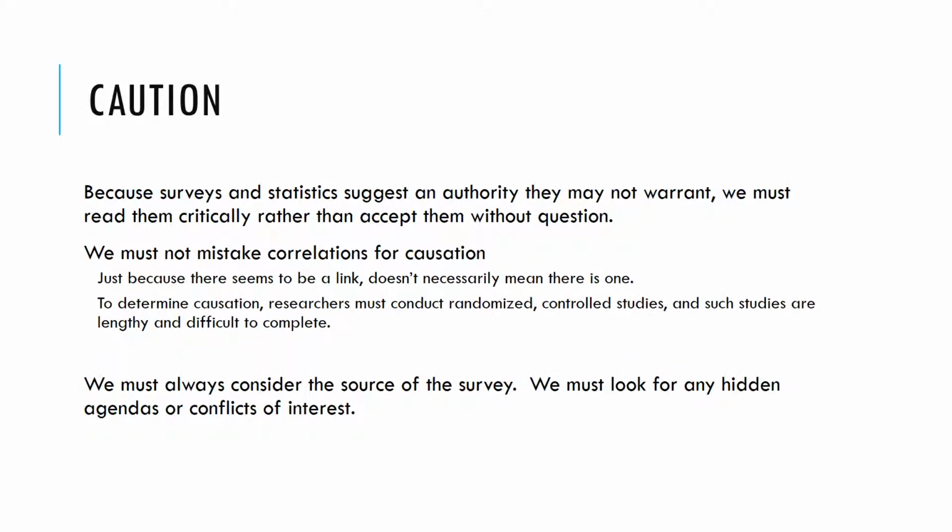We must use our critical thinking faculties, however, when dealing with surveys and statistics. Because surveys and statistics suggest an authority they may not warrant, we must read them critically rather than accept them without question. And we must not mistake correlation for causation. Just because there seems to be a link doesn't necessarily mean there is one. To determine causation, researchers must conduct randomized controlled studies, and such studies are lengthy and difficult to complete.